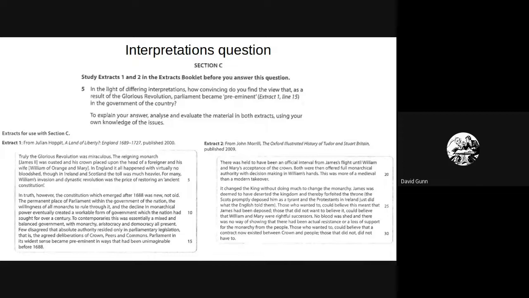Morrill in extract 2 says that actually the Glorious Revolution changed the king without doing much to change the monarchy. And this idea that it was more vague. Morrill, I think, is really talking about 88 and 89, whereas I think Hoppit has got a longer term view, which links back to my overall argument here. If you think about the constitutional settlement, think about which date you're talking about.